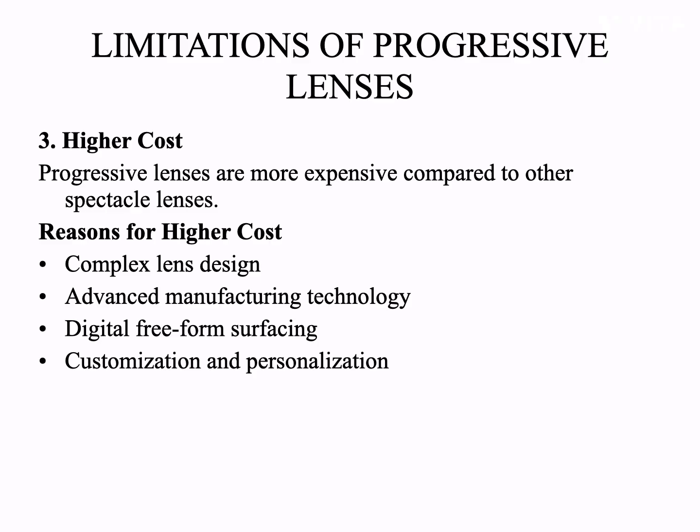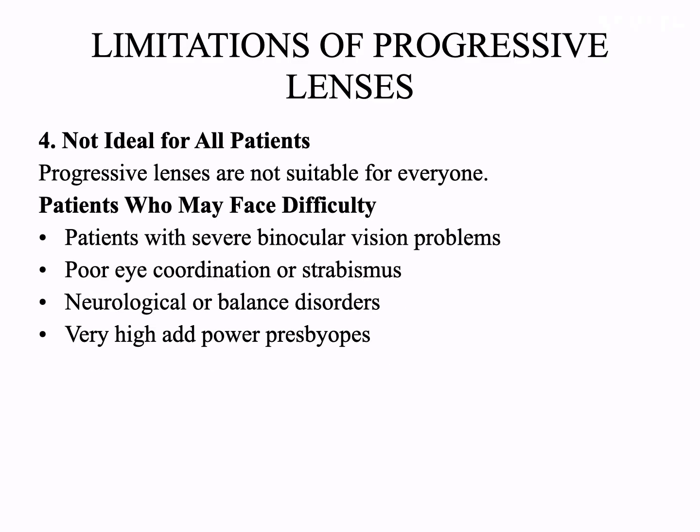So what are the limitations again? Number 3 is the higher cost. Progressive lenses are a little more expensive compared to spectacle lenses which are single vision or bifocal. And what are the reasons for the high cost? Basically, complex lens design, advanced manufacturing technology, digital free-form surfacing, customization and personalization.